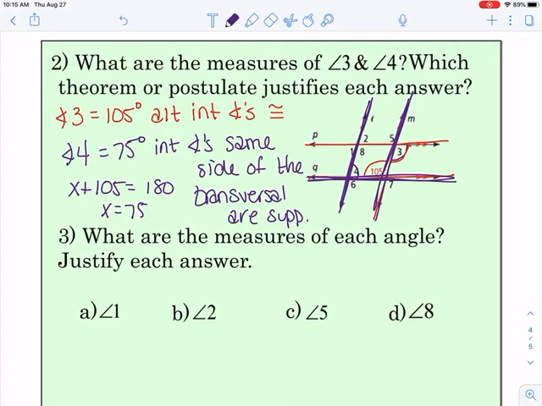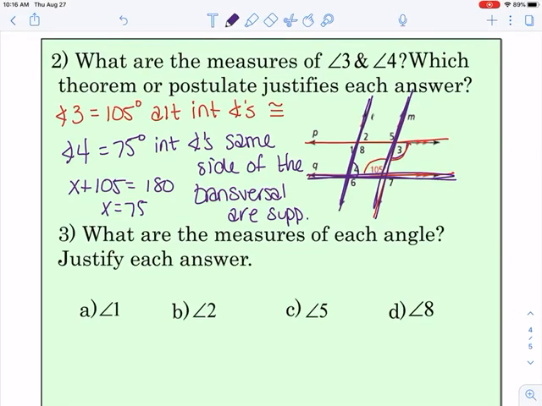Okay, and then for number 3, we want to find measures of the other angles inside of this picture. You just don't have to rewrite the picture or anything like that. So we just have to find all these other angles here. Okay, so for angle 1, well, we just found out that angle 4 was 75, and now angle 1 and angle 4 are alternate interior angles.